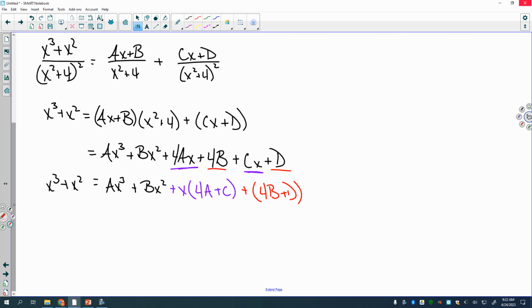And very much like on the last one, I'm going to compare both sides. I've got an x cubed here, I've got an x cubed here. I know that the coefficient of x cubed is 1, so that means over on this side, a has to be 1. I've got a bx squared here, I've got an x squared here. The coefficient of x squared is 1, that means b has to equal 1. Those have to match.